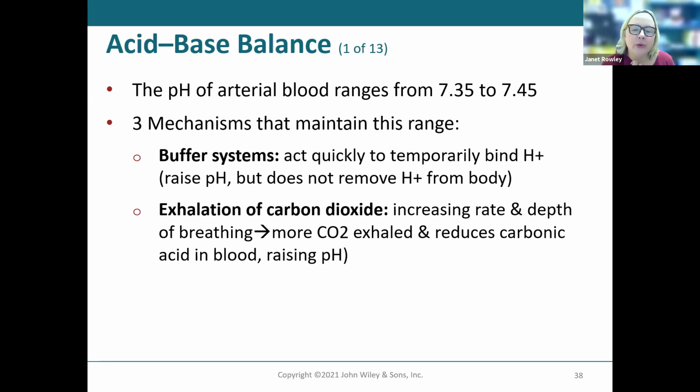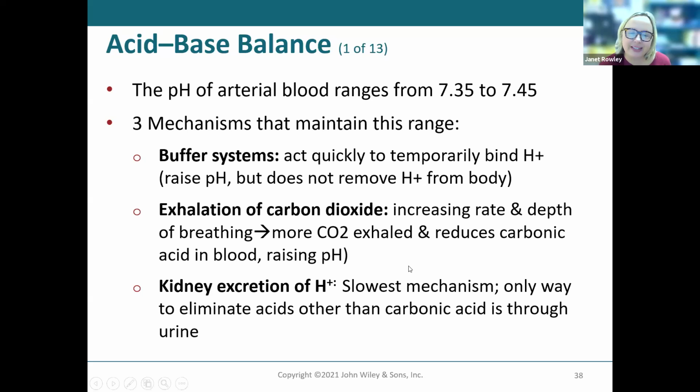Okay, so if we increase how often we breathe and how deep we breathe, then we're going to exhale more carbon dioxide. Exhaling more of it reduces the carbonic acid in our blood, and that causes an increase in pH. So increased pH, if you remember, means something becomes more basic or alkaline. A lower pH is more acidic.